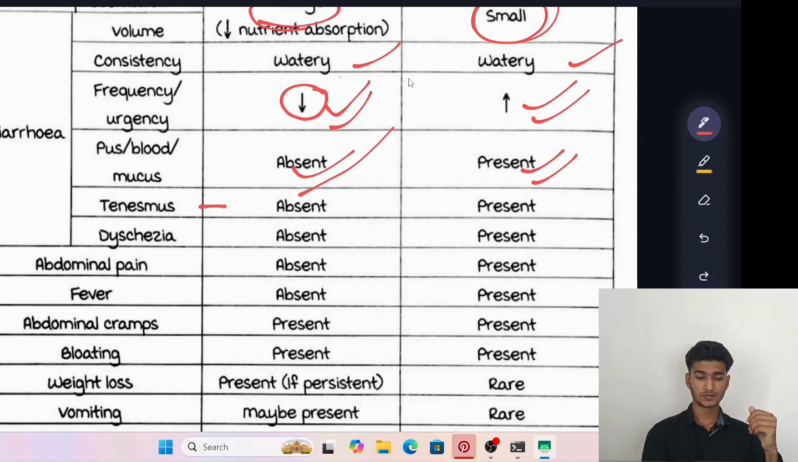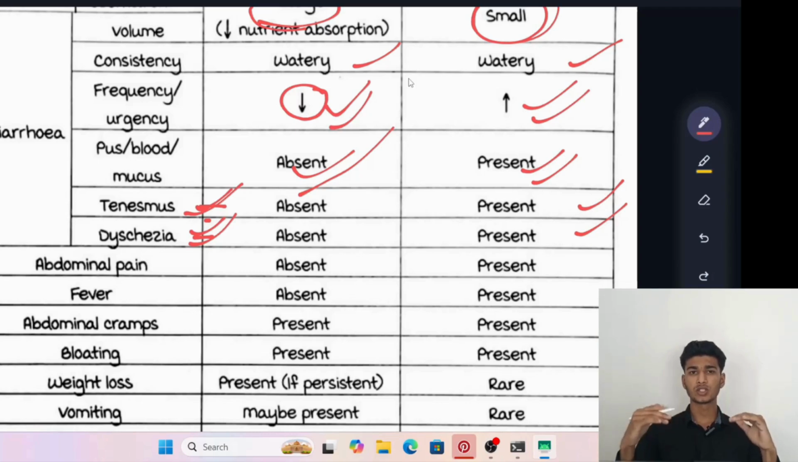Tenesmus and dyschezia both are present in the large intestine. What is tenesmus? You have the feeling that you should defecate, a frequent feeling of defecation. That is tenesmus. And in dyschezia, you will be like constipated. You go and you have to push the stool out, and still it is not coming out. Both are present in large intestinal diarrhea, but they are not present in small intestinal diarrhea.